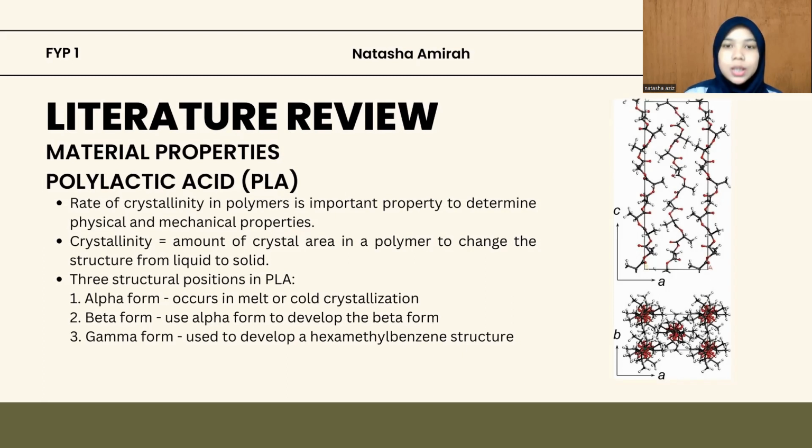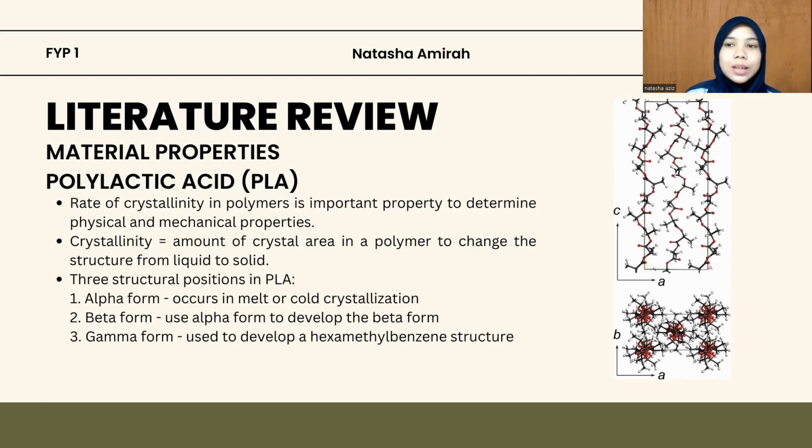According to Farah et al., the rate of crystallinity in polymer is an important property to determine its physical and mechanical properties. Crystallinity is the amount of crystal area in a polymer that plays a role in changing the structure from liquid to solid. So, there are three structural positions in PLA crystal, which are alpha, beta, and gamma. Alpha form usually occurs in melt or cold crystallization and is used to form the beta form through mechanical stretching at high temperature. It also has low thermal stability because its melting temperature is 10 degrees Celsius lower than the alpha form. The last one is gamma form.